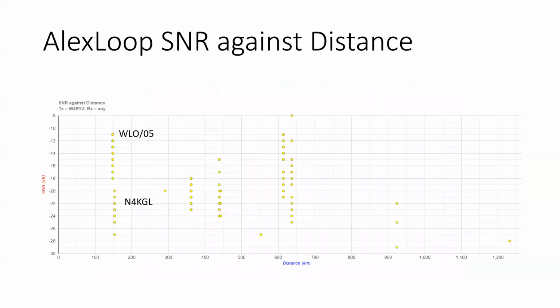So I also did the chart, shows WLO. These values are way down from the dipole, but actually I call that pretty good for WLO. N4KGL was here in Dothan. I didn't get it as strong. So, you get numbers, and it's another skill to interpret the numbers.